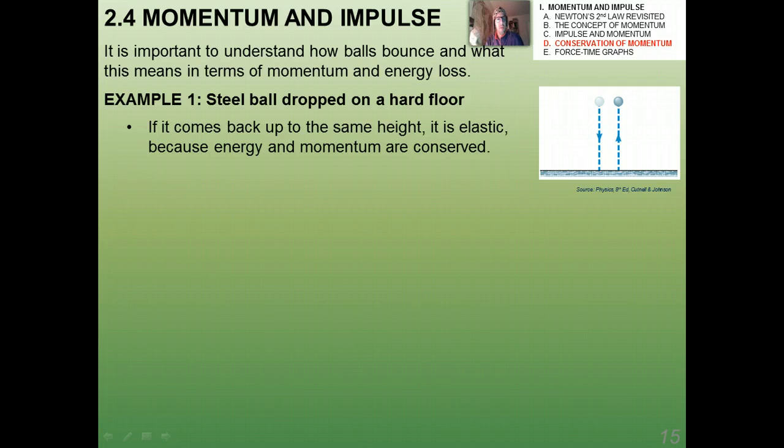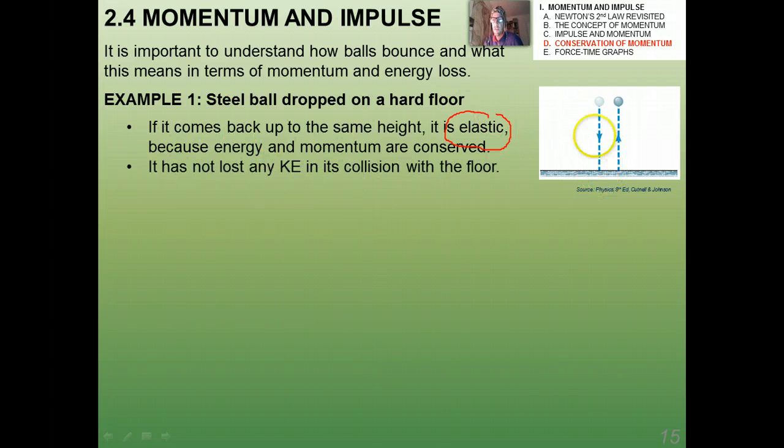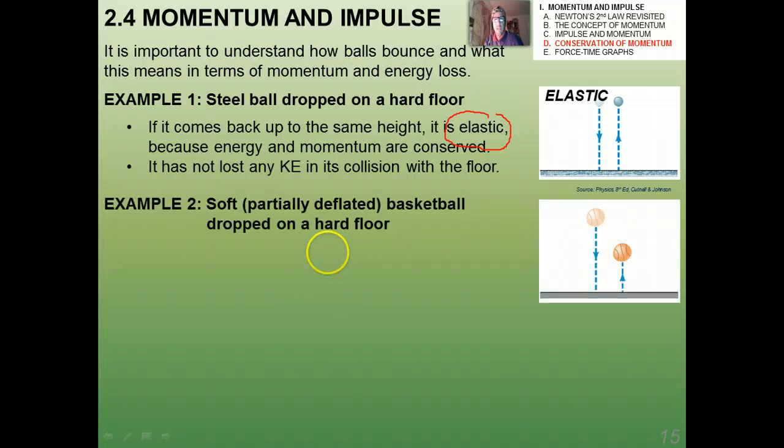And if you have one of those crazy balls, like you get at the circus, the ones that bounce really high and all over the place, those come up almost to the same height, okay? Now, if it does come back up to the same height, it is elastic. In fact, it's perfectly elastic because energy and momentum are conserved. And you know that energy is conserved because it comes back up to the same height. It hasn't lost any kinetic energy in its collision with the floor. We call that elastic.